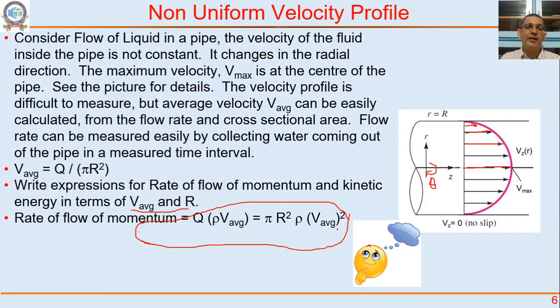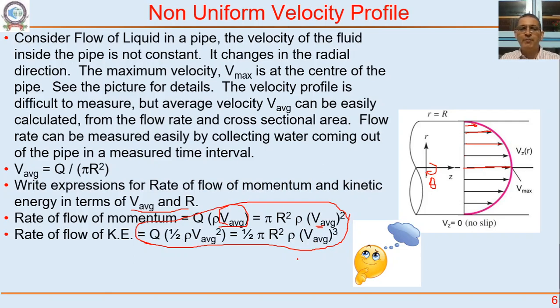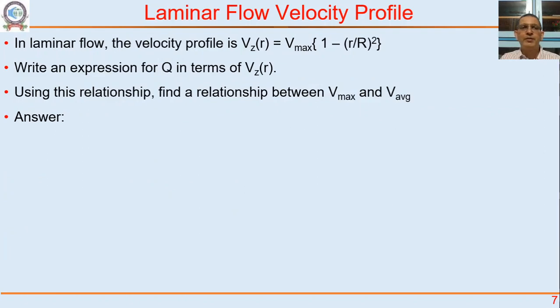Is it correct to multiply this Q by rho V average when we know that this V average is not constant across the cross section? The velocity is changing. That's the question I am posing. Think about this. So here is the answer. In laminar flow, the velocity profile is Vz at any r, Vz at any r is Vmax into 1 minus r by R, the whole square.